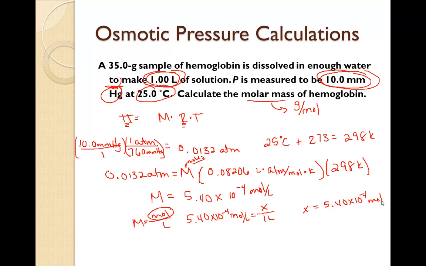Now I'm looking for the molar mass, which is grams per mole. I know how many moles we had in there, and I also know how many grams we had to begin with. So I can divide these two to figure out the molar mass. And that gives us 6.49 times 10 to the 4th grams per mole. And that's how you use osmotic pressure.